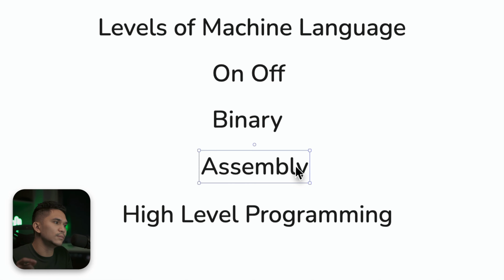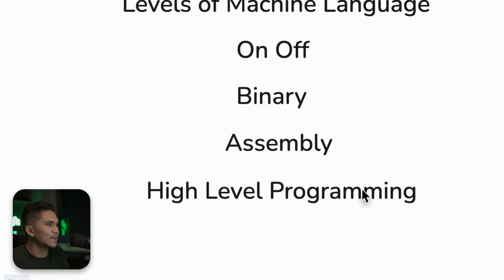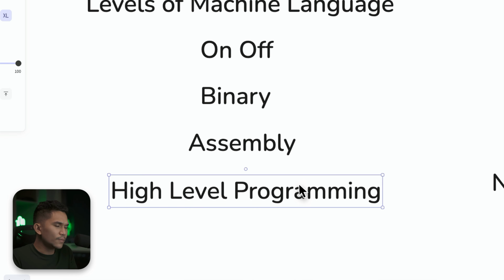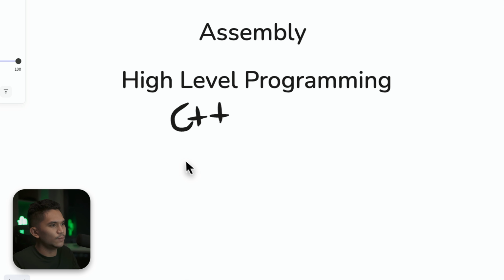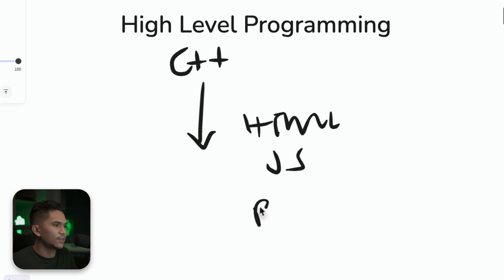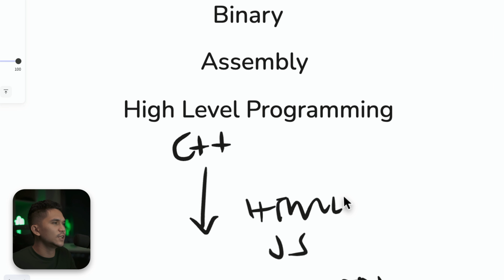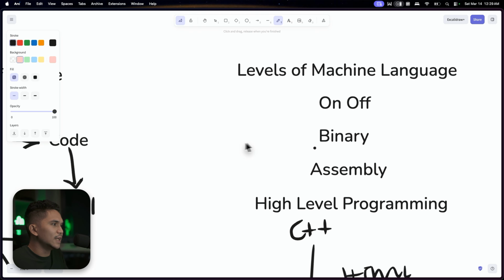Then we got into assembly language, which is binary, but a lot more human level, not ones and zeros. And then we got into high-level programming, like C or C++. HTML is a little bit on the bottom of the chain, like HTML, JS, or Python. These are different languages, but essentially these are the levels of machine language. In truth, machine language is all about just understanding binary.